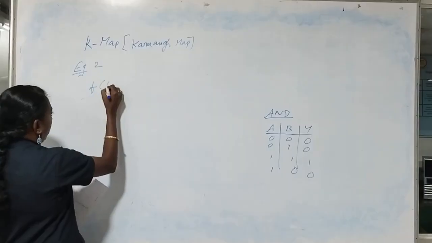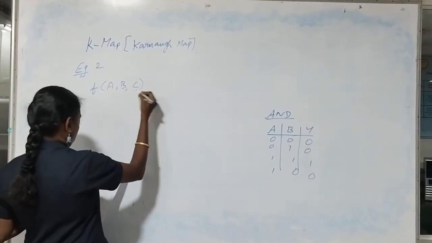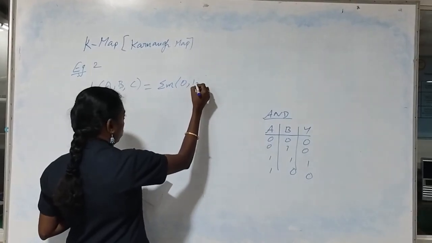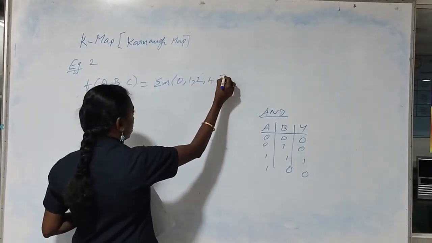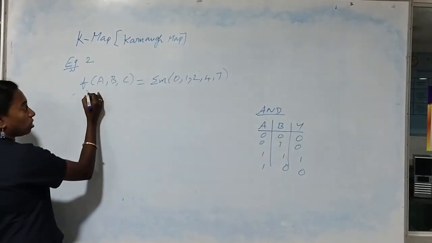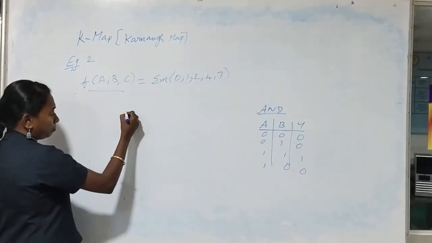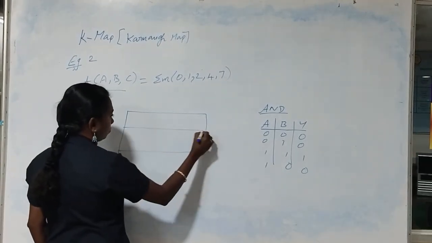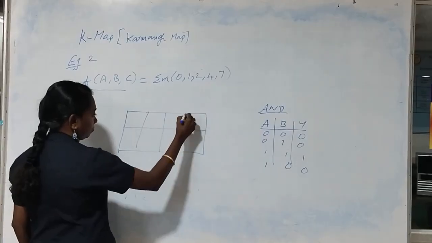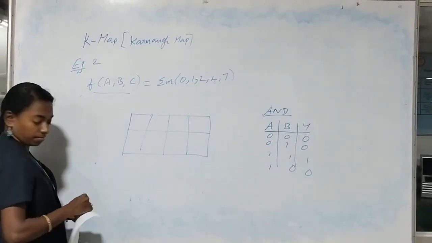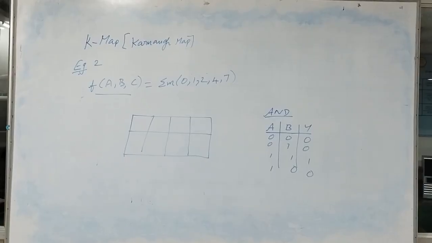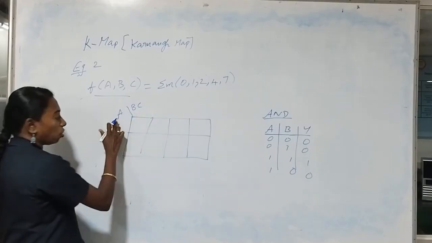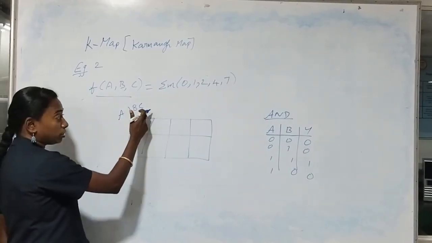So f of a, b, c is equal to summation of m 0, 1, 2, 4 and 7. Okay, so this is also a three variable K-map. So I am writing a 3 variable K-map here. So here is your A, this is B and C. So always your MSB should come here and MSB should come here.